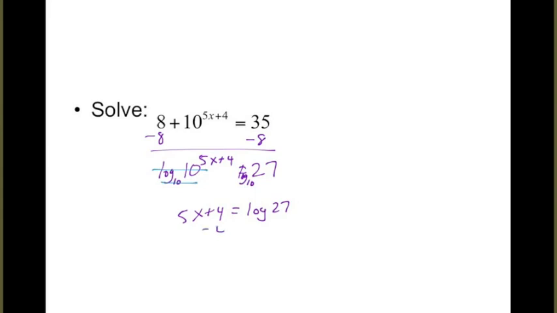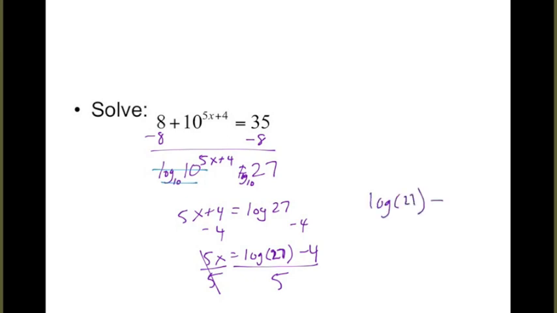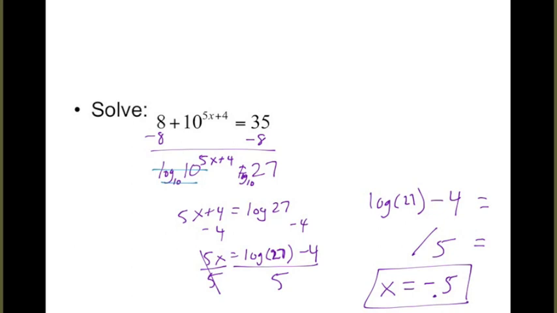Then to get the x alone, I need to subtract 4. Again, we are not subtracting from the 27. We are subtracting from the whole side. And divide by 5. Again, we're dividing that whole side by 5, so this is where on the calculator you would want to do your log of 27. Make sure you close those parentheses, minus 4, enter. Divide by 5, enter, since it's dividing the whole thing by 5. We should get about negative 1/2.